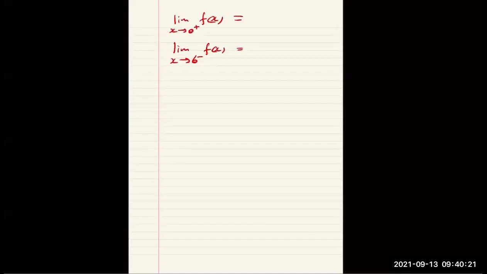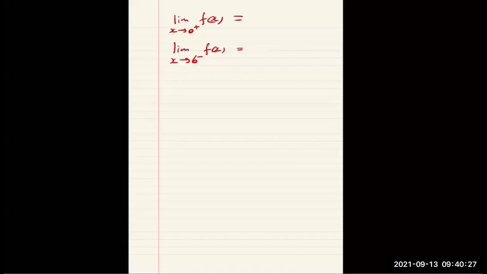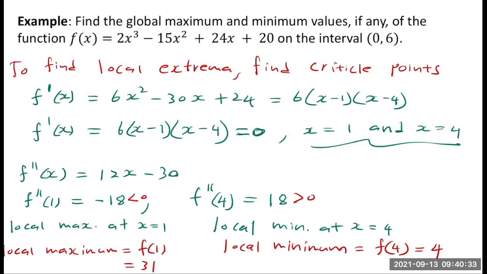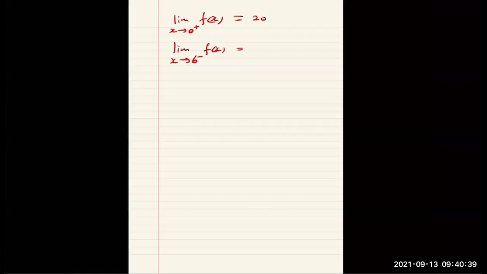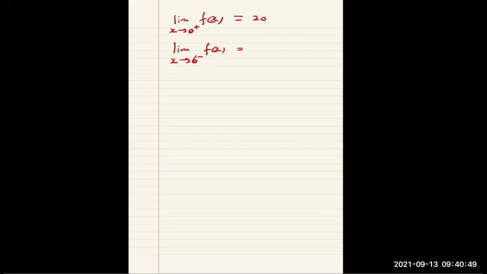To find that limit, you plug in x equal to 0 in this function, then you will get 20. It's clear. And then to find this left limit as x approaches 6 from the left hand side of f of x, you plug in x equal to 6 in this function. If you plug in x equal to 6, you will get 56.